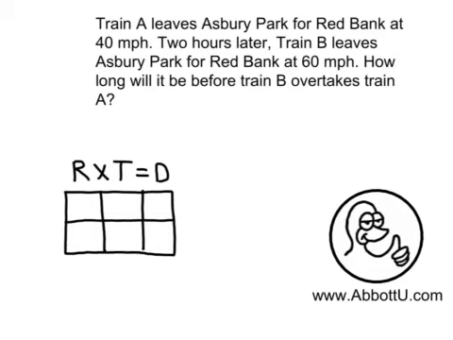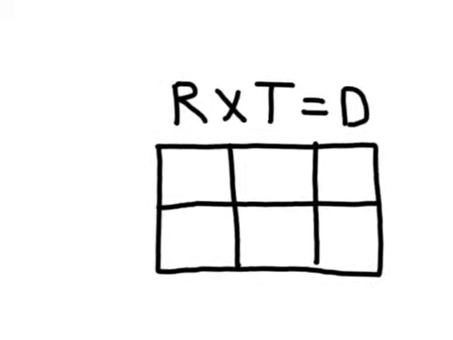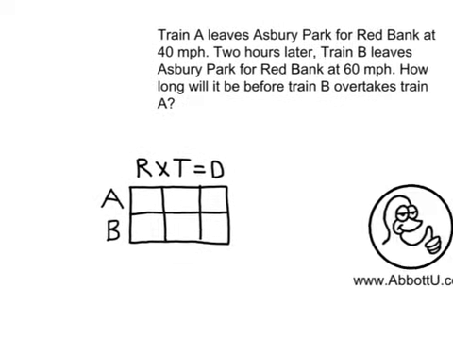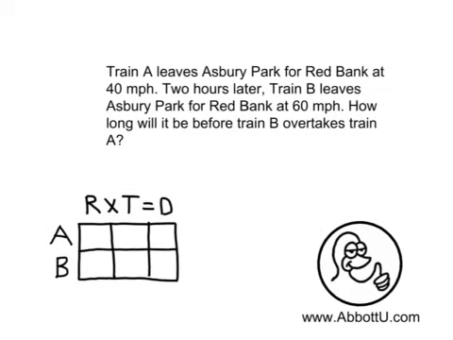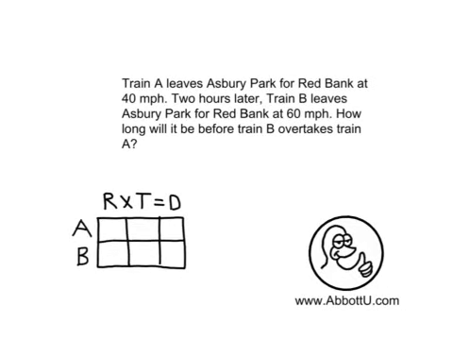Alright, so right off the bat, we know that we're dealing with Train A and Train B. So I'm going to go ahead and write that in the first row of this table, or chart. I think it's a table, actually. First row represents the activity of Train A. Second row represents the activity of Train B. So now that that's done, we're going to move on. Looks like we lost the problem here. There we go.